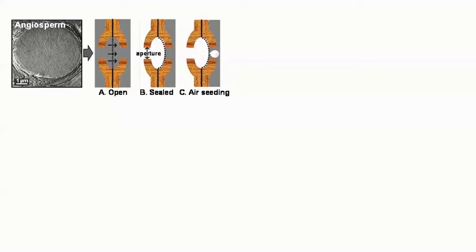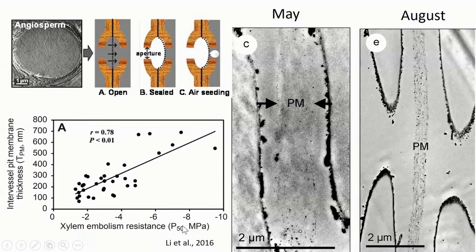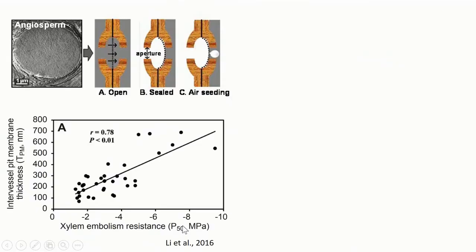And it has been hypothesized that the thicker the pit membranes, the stronger the mechanical force they can withstand. And Stephen Janssen's group showed that there is a correlation across many species between xylem embolism resistance and the intervessel pit membrane. The thicker the pit membrane, the lower the P50, okay? So based on this assumption, we thought that probably late-season leaves have thicker pit membranes.